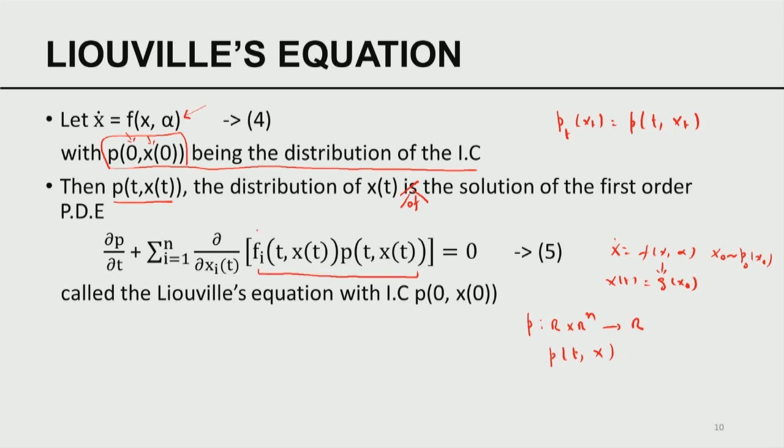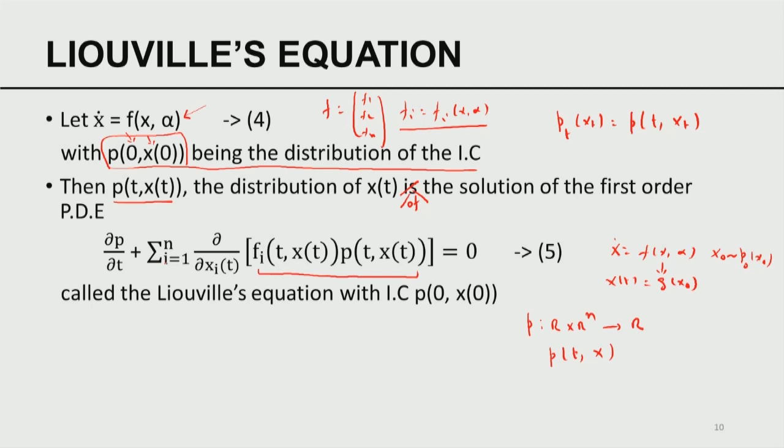fi is the ith component of f. Now go back: what is f? f is equal to f1, f2, up to fn. Each of the fi is a function of x and alpha. So each component fi is a function of x and alpha, and I'm going to consider the product of fi with p.